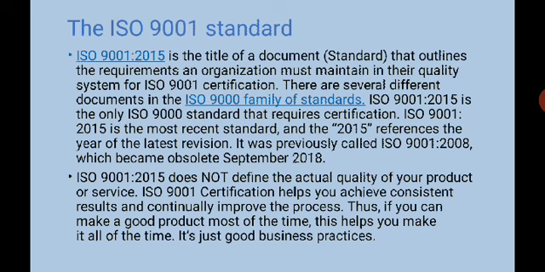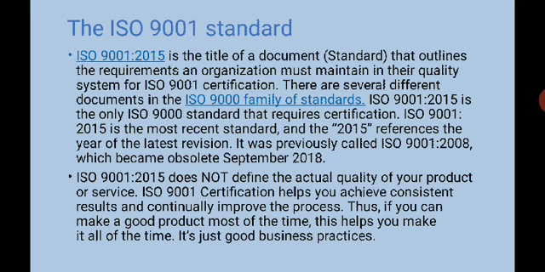There are several different documents in the ISO 9000 family of standards. 9001 is the only ISO 9000 standard that requires certification. So only this is the one that will be requiring certification. ISO 9001:2015 is the most recent standard, and the 2015 references the year of latest revision. Okay, so it was previously called ISO 9001:2008, which became obsolete in September 2018, right? So you keep on upgrading it and bringing new versions to it, right?